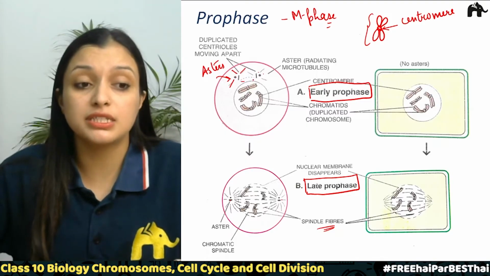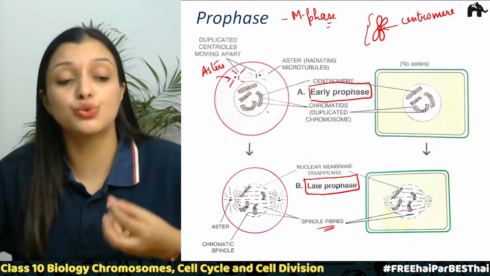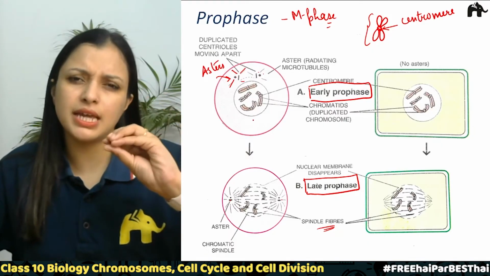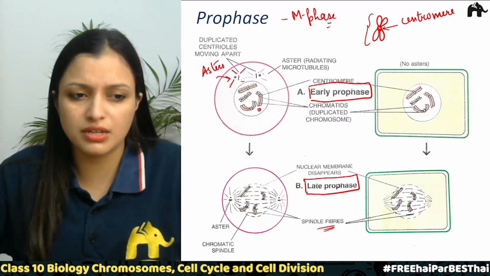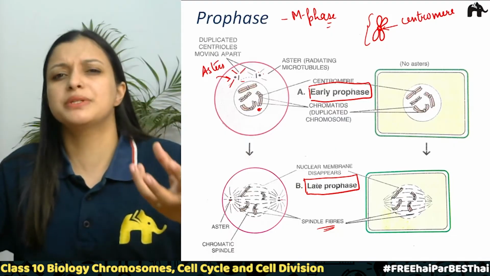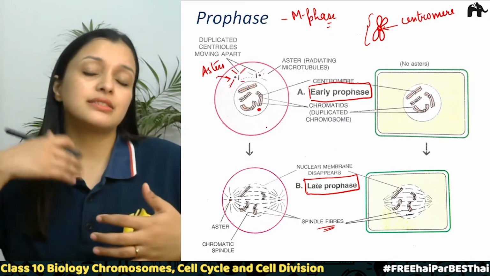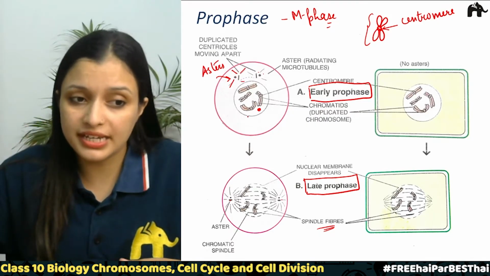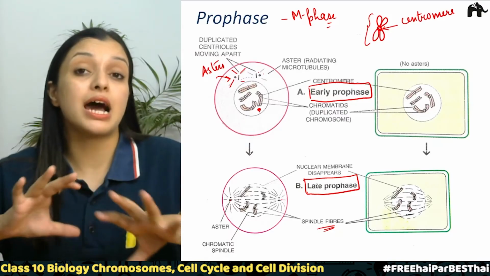They have this nuclear membrane. They have this nucleolus and this nuclear membrane. So the nucleolus is, you can say, a small nucleus of the nucleus, right? There is a small spherical structure inside the nucleus, and we call it a nucleolus. As this prophase continues, this nuclear membrane and this nucleolus start disappearing.